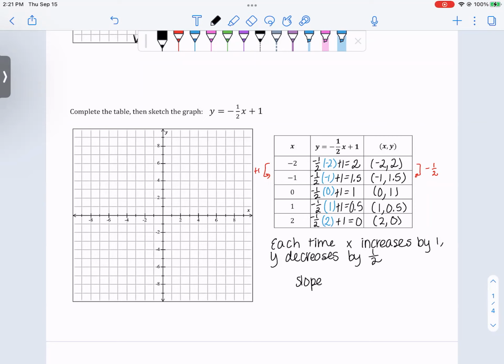That means that the slope of this line is -1/2. The slope represents how much y changes every time x changes by 1. How much is our y value changing every time we increase x? Let me plot these points real quick. So we have -2, 2. We have -1, 1.5, 0, 1, 1, 0.5, and 2, 0.